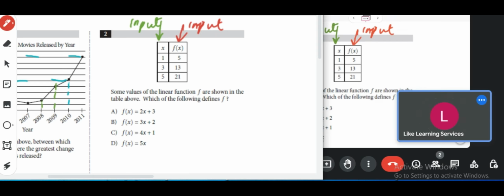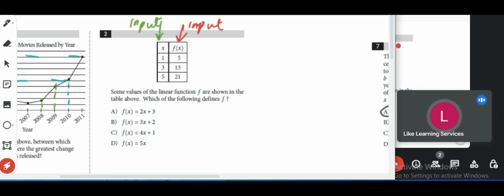Okay, so you have the input, you have the output. What did we do to the input to get to the output? If you notice, for this first one, what did you think we did to get to 5? And what did you do to 3 to get to 13? Look at the input and see how we translate to the output. What do you think was done to 1 to make it 5? And check the same pattern. What was done to 3 to make it 13? What was done to 5 to make it 21?